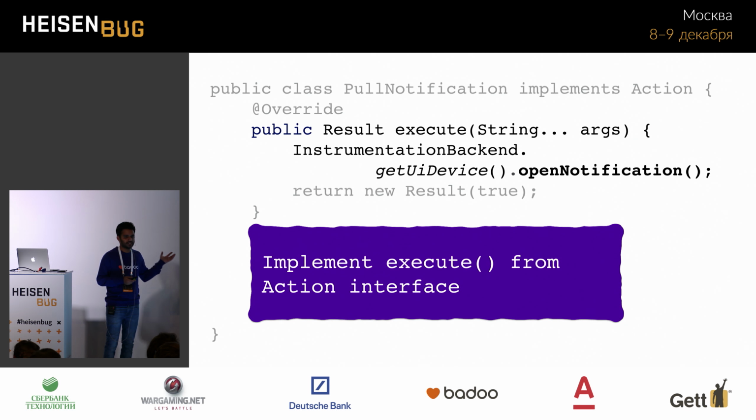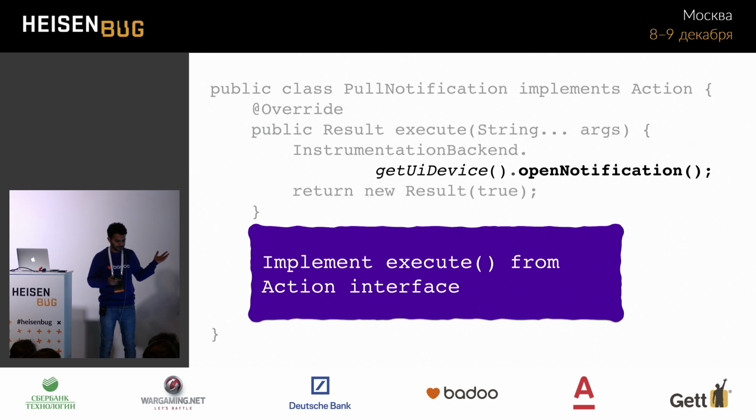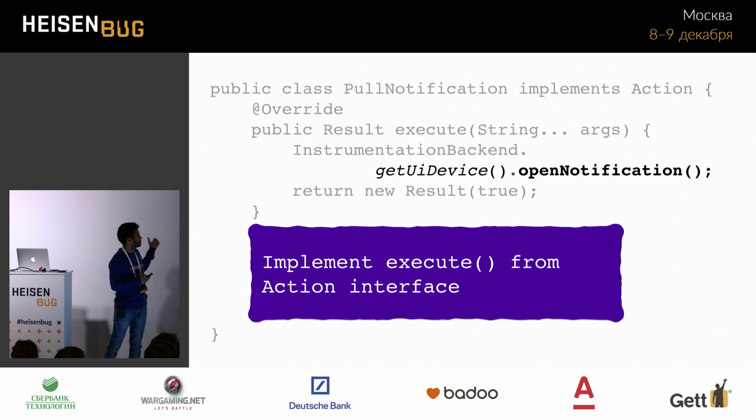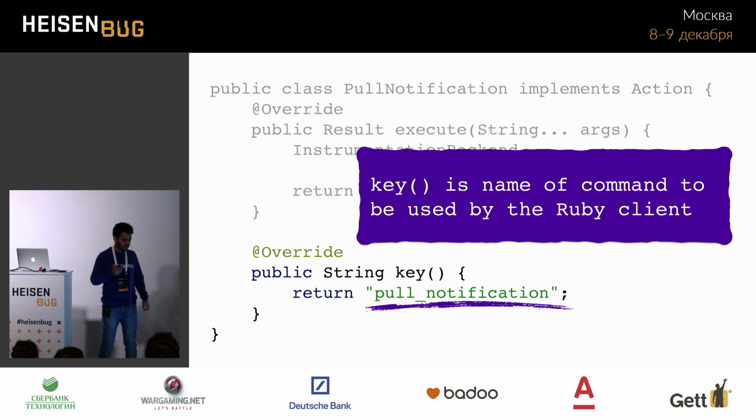And in the PullNotification class, we want to do a very simple thing, which is open notification. And the code here is really very simple. We get UI device, which we defined in the previous slide, and then use the rich APIs of UiAutomator2, like open notification, and we are done. Next thing is we have to give it a name as a key, and we need to override the key method, and let's call this key name PullNotification.